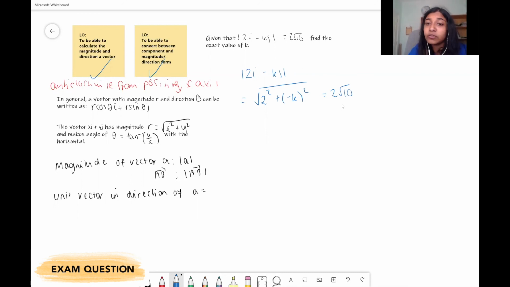So now we can just solve this algebraically for k. So if we square everything, we'd have 4 plus k squared is equal to 4 times 10, so is equal to 40. So therefore k squared is just equal to 36, which means k is equal to plus or minus 6. And that answers the question. So quite simple, just using Pythagoras theorem to find what k is.